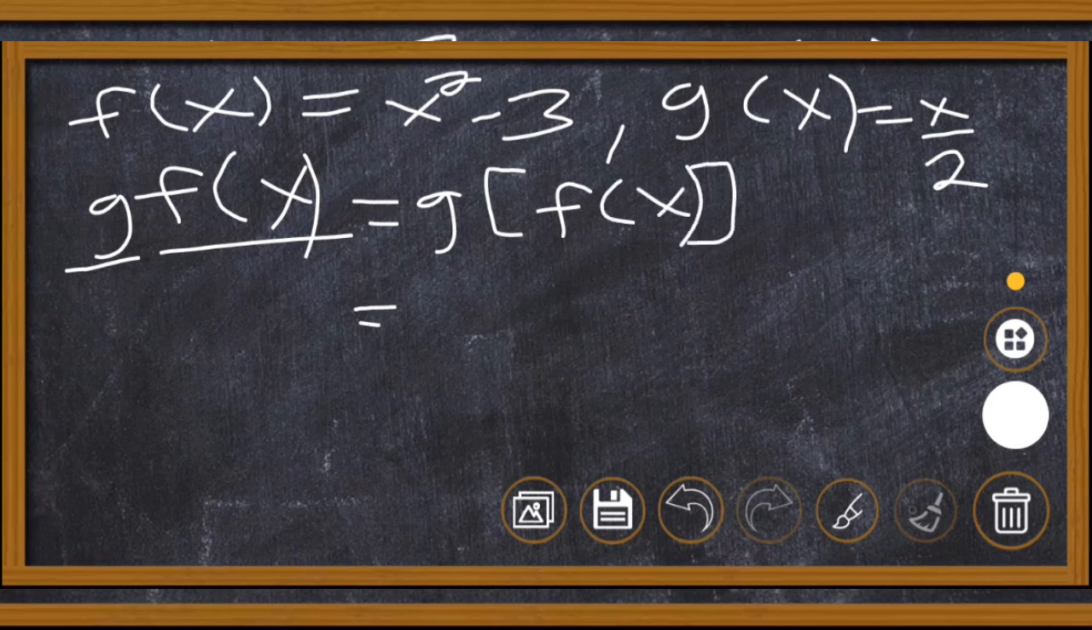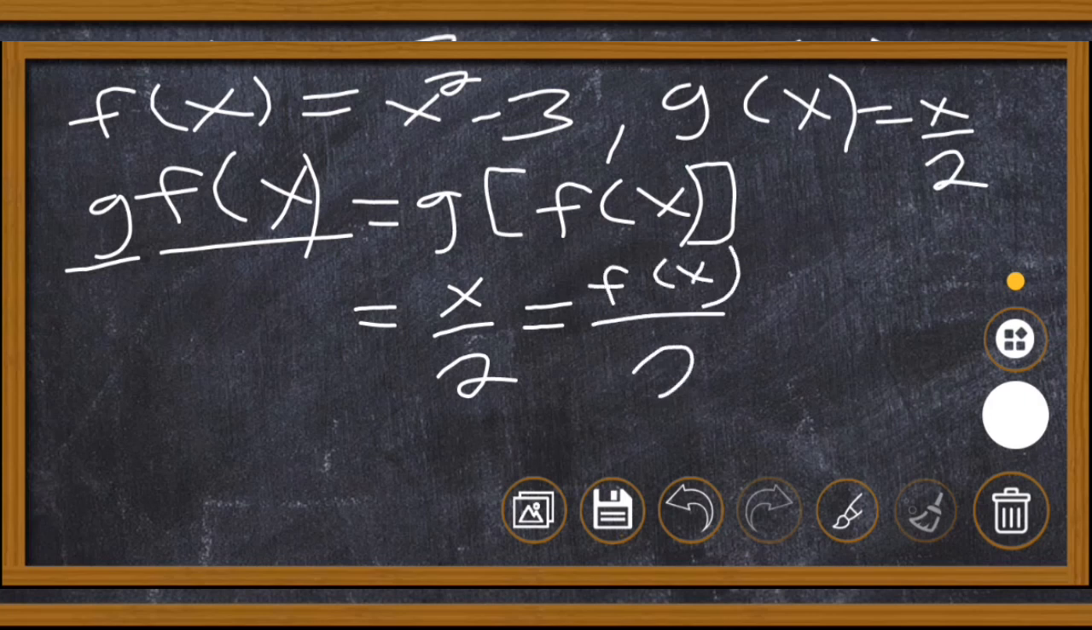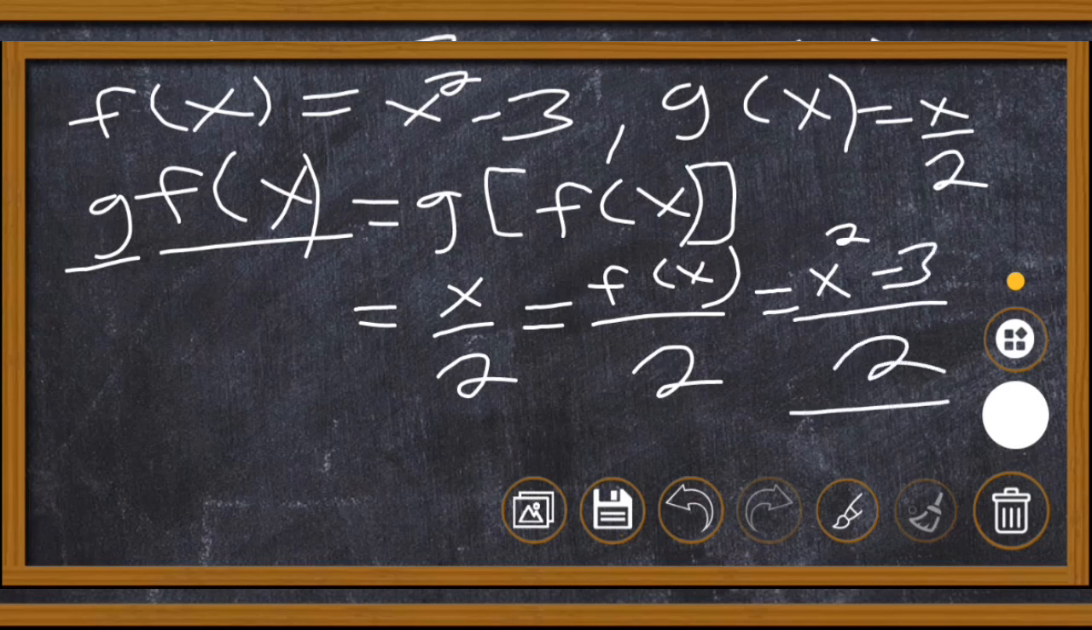So let's do that. So the function of g we have is x over 2. So where there is x, we are going to replace with the function of f of x. And we know that the function for f of x is x squared minus 3, over 2 that we have down there. So this is the concept behind the composite functions. Let's look at one last example.